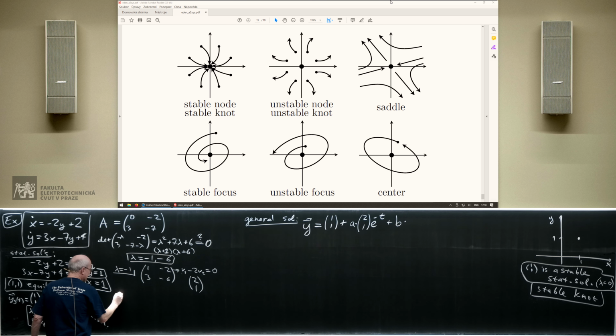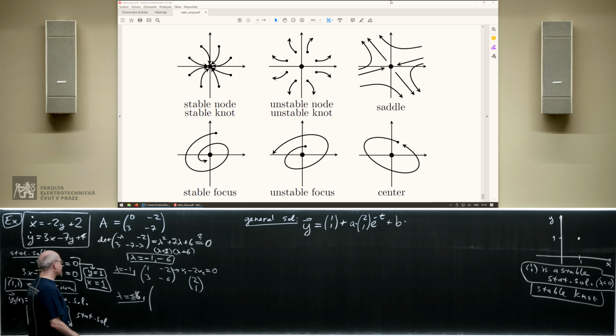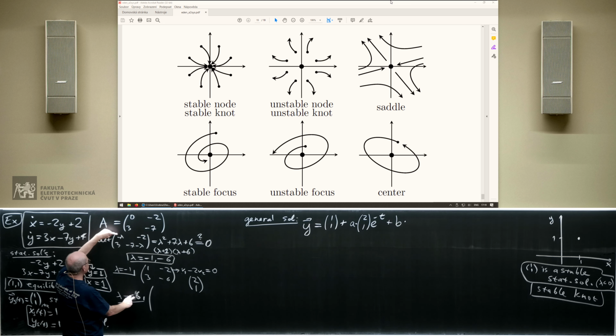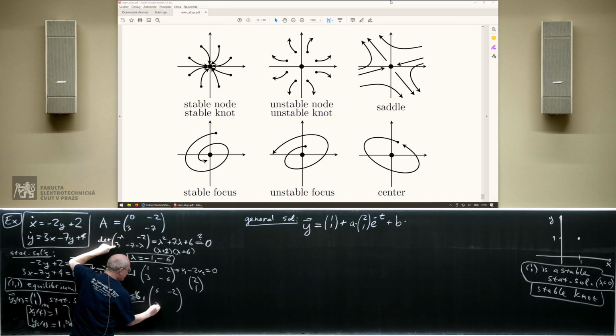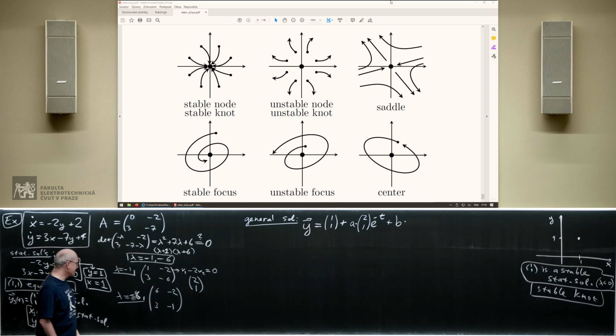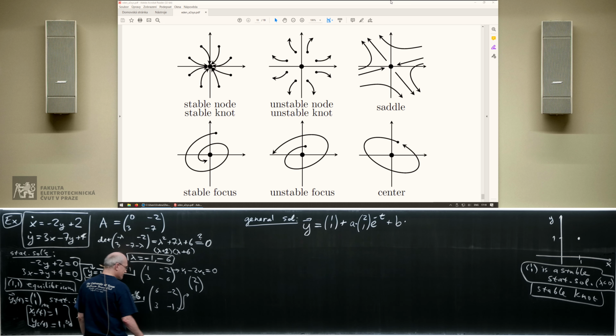So let's see. When lambda is -6, that's a big number. Usually at school you don't get such huge eigenvalues. You get like 1 or 2 or 3 at most. Okay, let me write it properly. So it's -6. I'm putting a -6 here. I get 6, -2, 3, -6, -1. And now the first row is double the second row. So again, it's a singular matrix. And I use the second row for my equation.